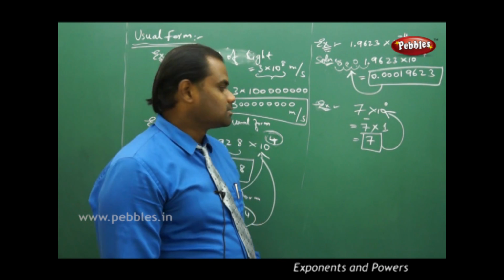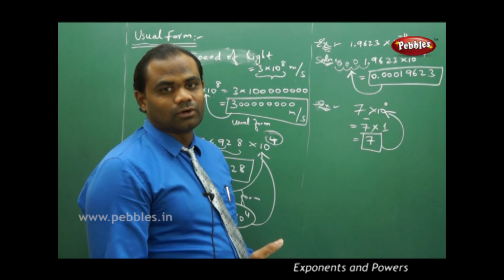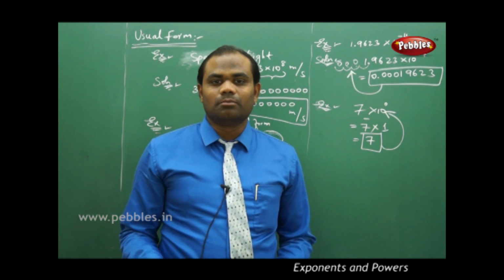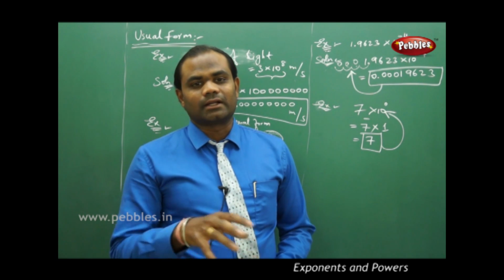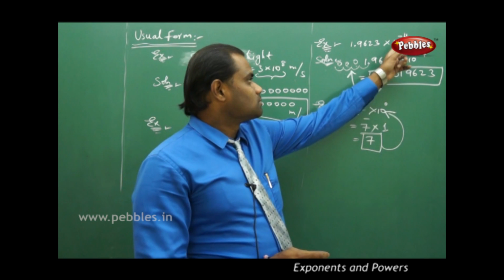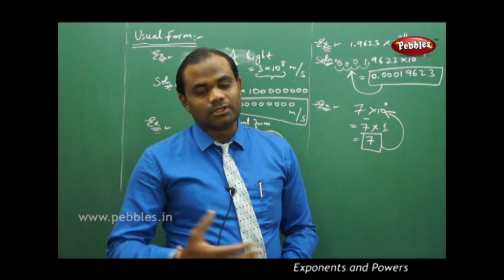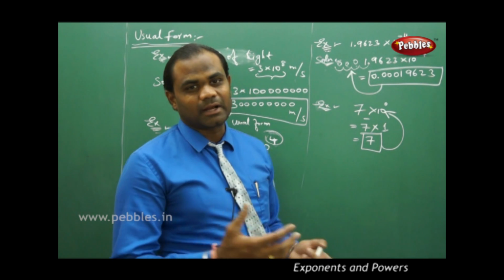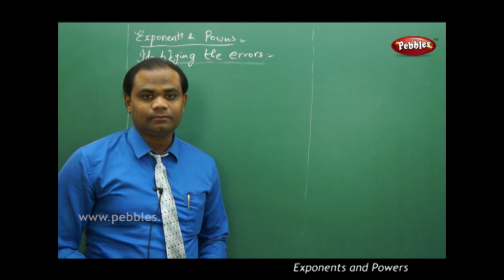So like this, we can convert the different types of standard forms into usual forms and usual forms into standard forms based on the decimal moving from right to left and left to right, and that results in the positive power and the negative power of 10. So these problems have various practices in different ways which can be done through the exercise problems.